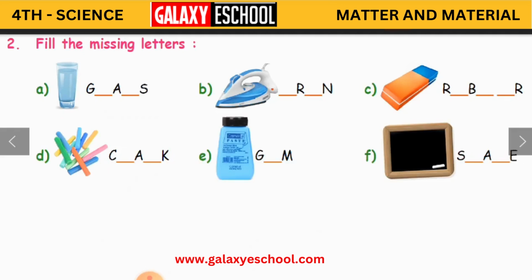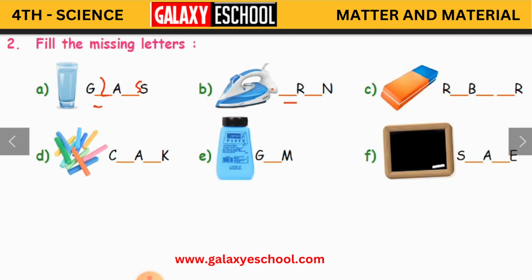These are some exercises where you will be able to learn about different types of materials by doing these exercises. Fill in the missing letters. What is this? Yes, it is a glass of water. And here the alphabet G. This word is starting with the G. So this is glass. Glass. Okay. And here we have to complete the missing letters.